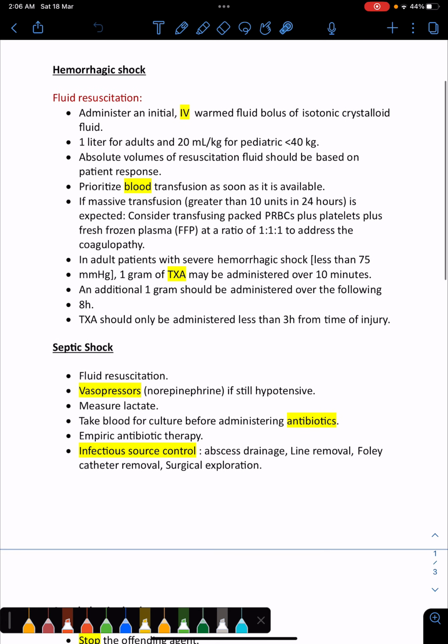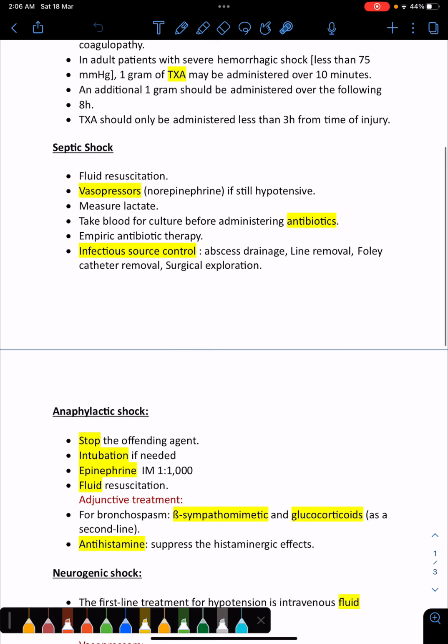Okay, so to recap, what we give in hemorrhagic shock is basically fluid resuscitation, IV blood, and TXA. And yeah, that's all in case of hemorrhagic shock. What about septic shock? Well, we're gonna give fluid and vasopressors such as norepinephrine.